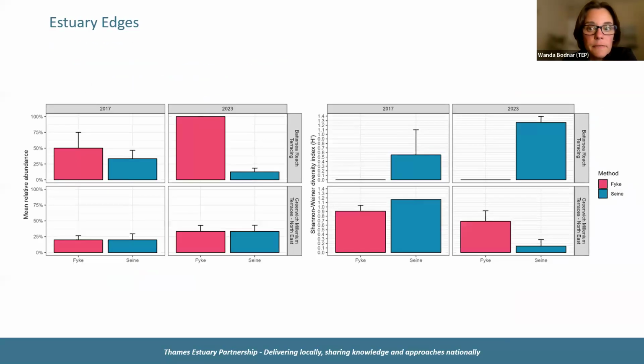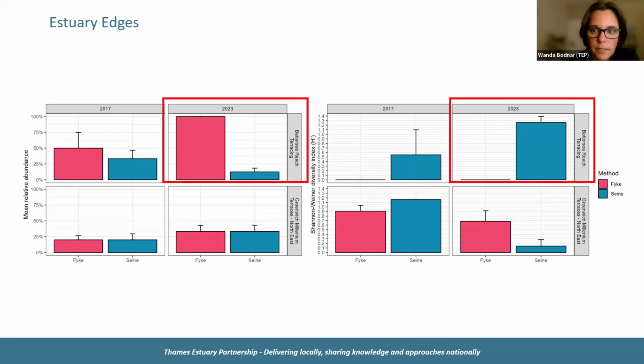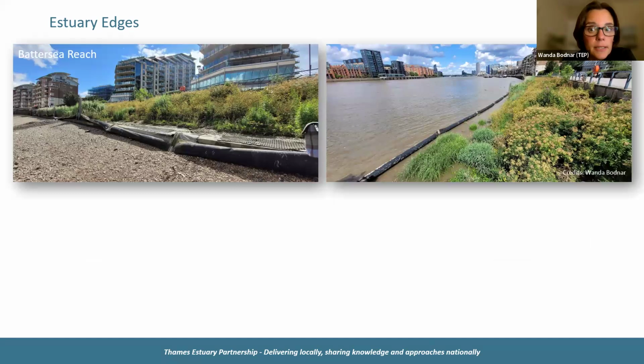And lastly, to see if fish were able to swim specifically onto the vegetated intertidal terraces, the mean abundance and diversity of the pike and seine net samples were compared, and showed that there was a significant difference observed at Battersea Reach in 2023, when only a single eel was found on the terrace, which is likely due to the fact that there is a protective boom designed to prevent litter from drifting onto the terrace, but this may also stop fish from entering it as well.